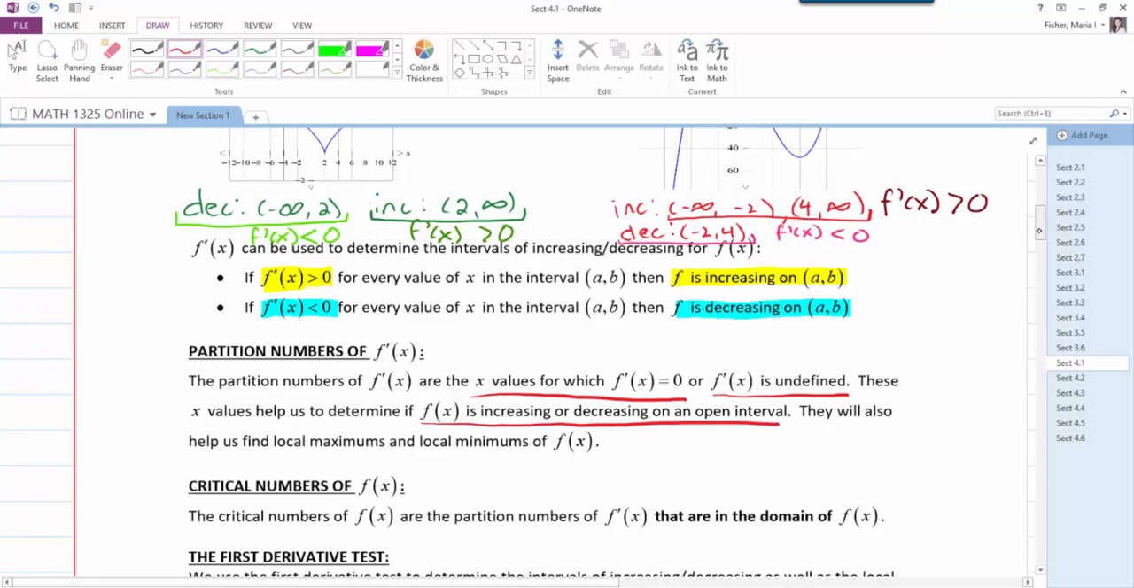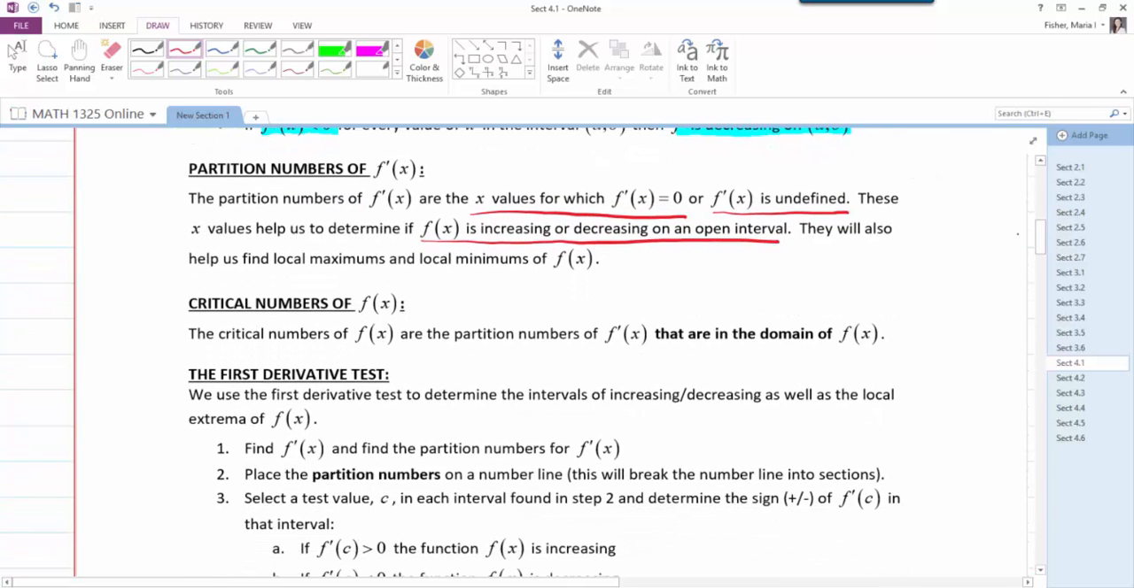Critical numbers. So what are the critical numbers of a function? The critical numbers of a function are defined as follows. The critical numbers of f of x are the partition numbers of f prime of x. So recall, the partition numbers of f prime of x are places where the first derivative is equal to 0 and places where the first derivative is undefined. So partition numbers that are still in the domain of the function.